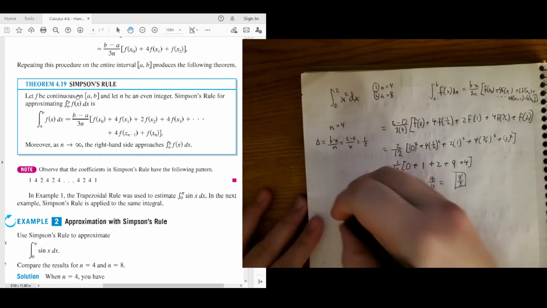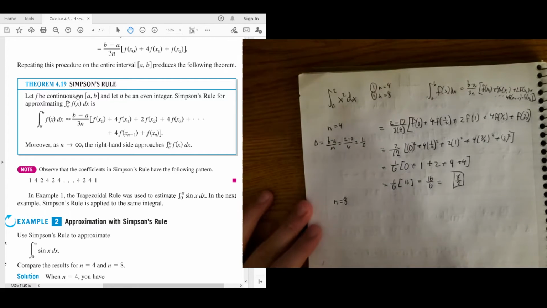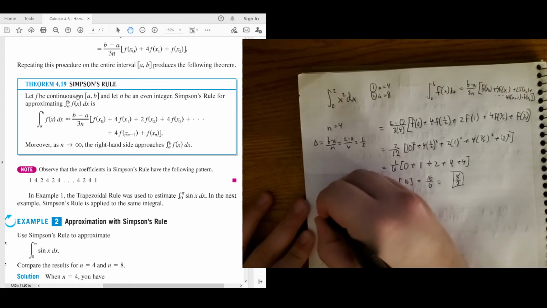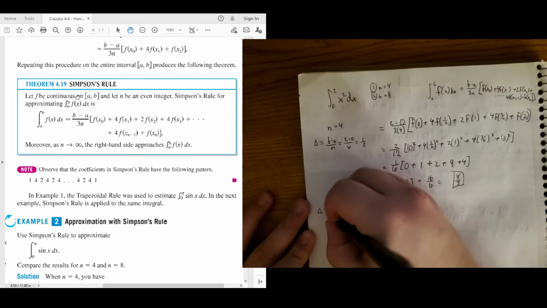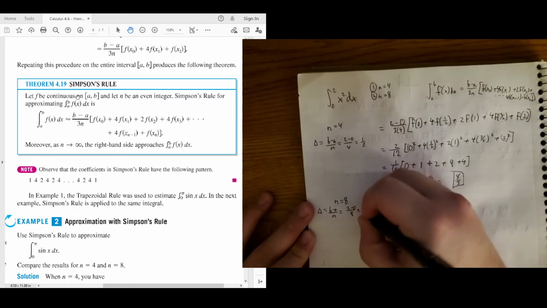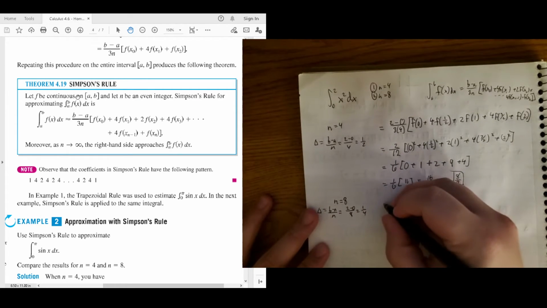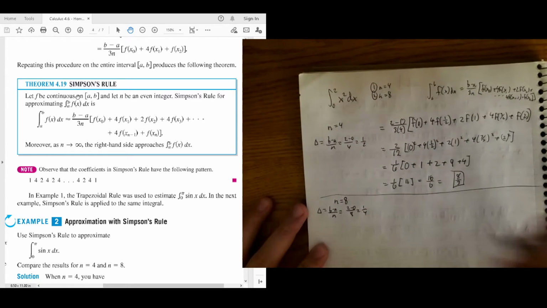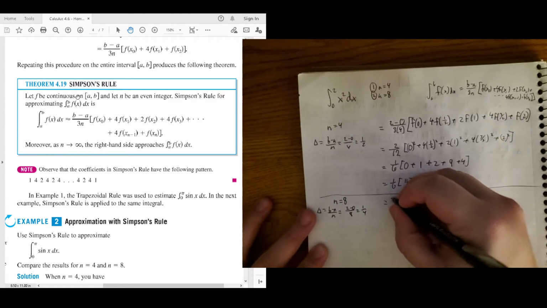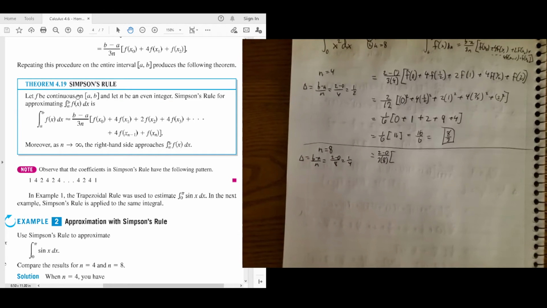All right, let's do it again with n equals 8. But since we already have the right solution, we should already know this is going to be really good. Our delta would be b minus a over n. So 2 minus 0 over 8, which would be 1 over 4. All right, let's do it. So 2 minus 0 over 3 times 8, parentheses.